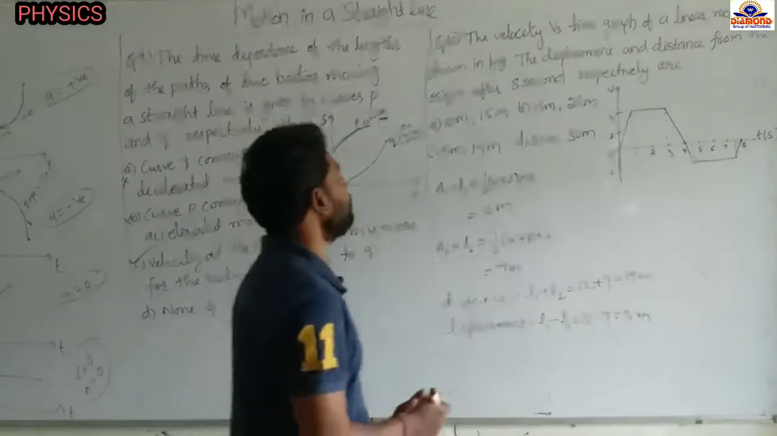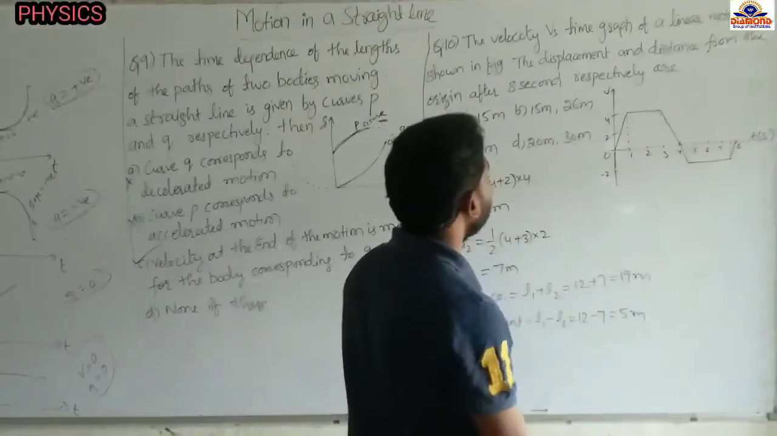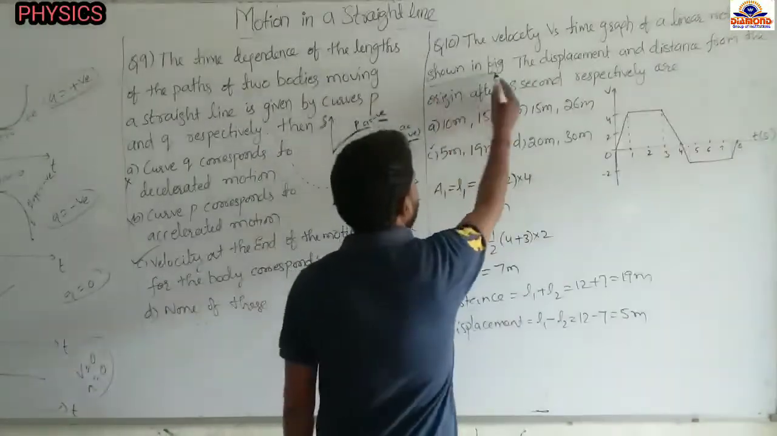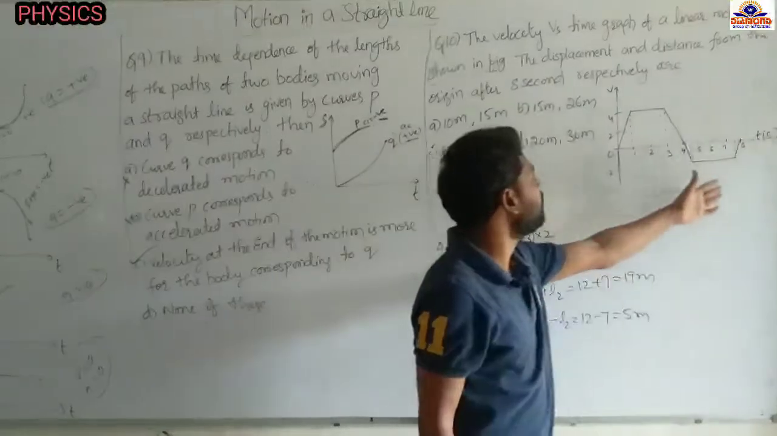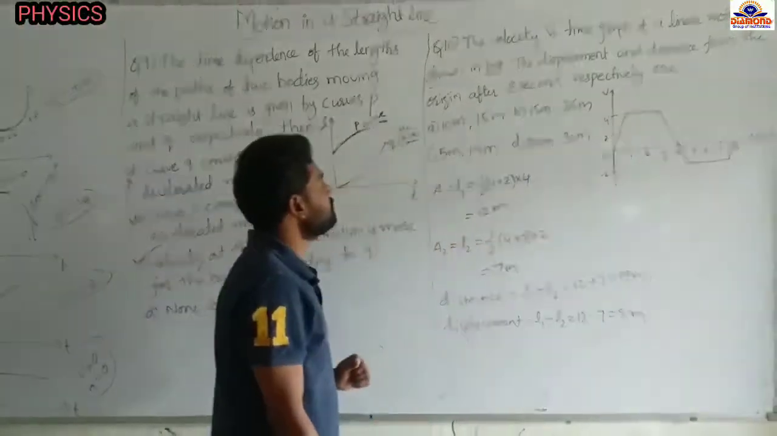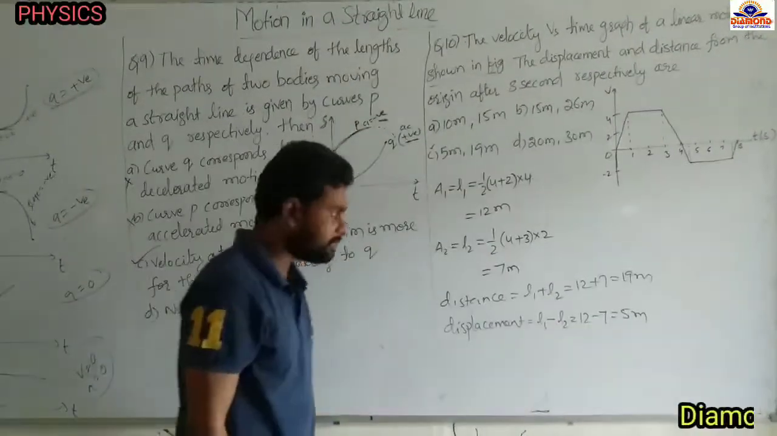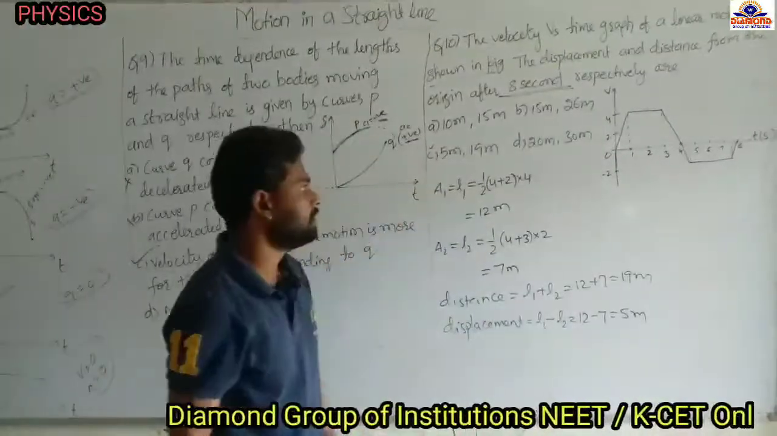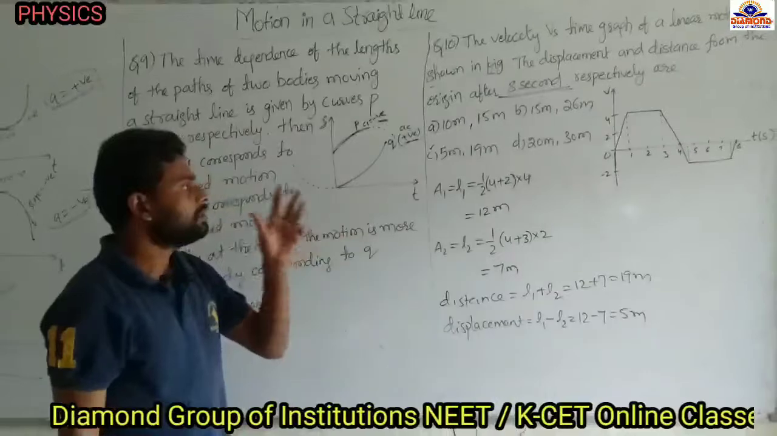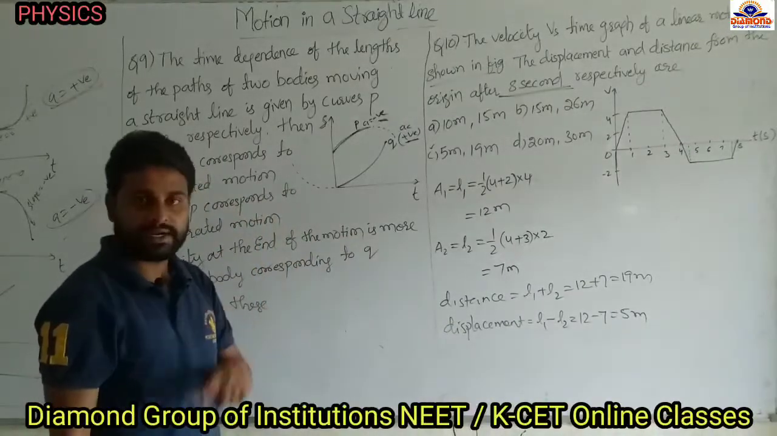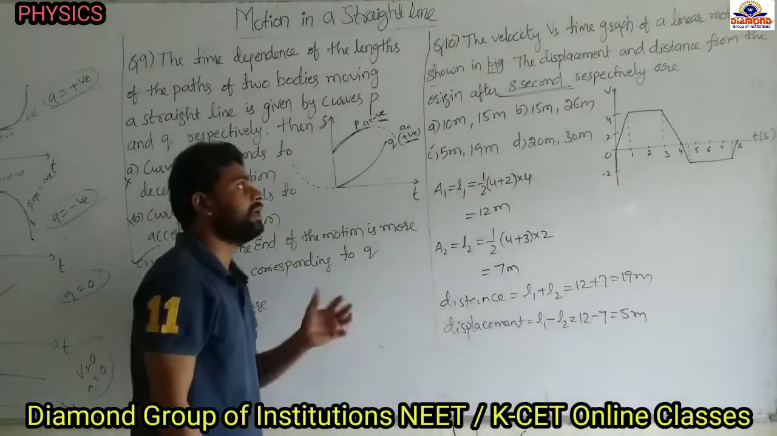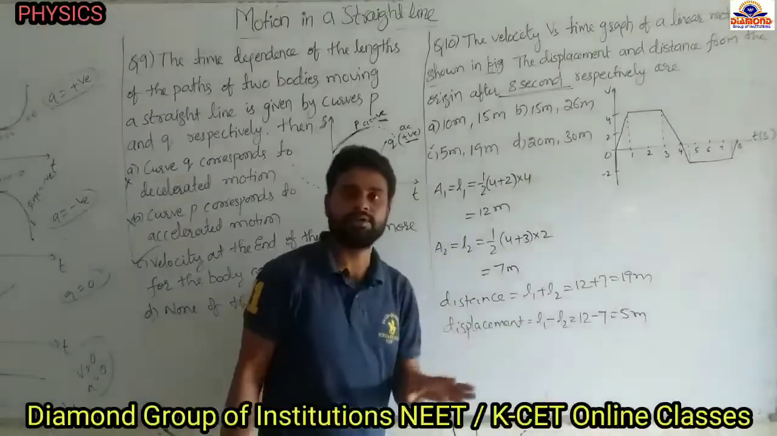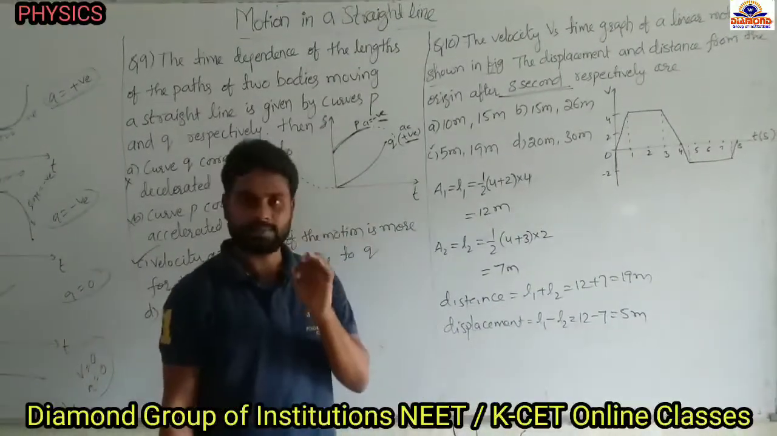Okay, next question. The velocity versus time graph of linear motion is shown in the figure. They are asking for the distance and displacement from the origin after 8 seconds respectively. If they give the graph, the slope of the velocity-time graph will give the acceleration, but the area under the velocity-time graph will give the distance or displacement.